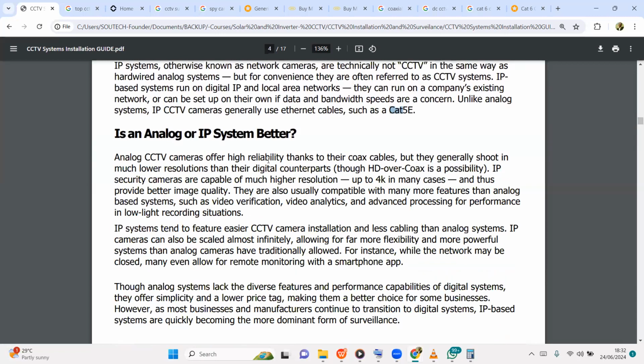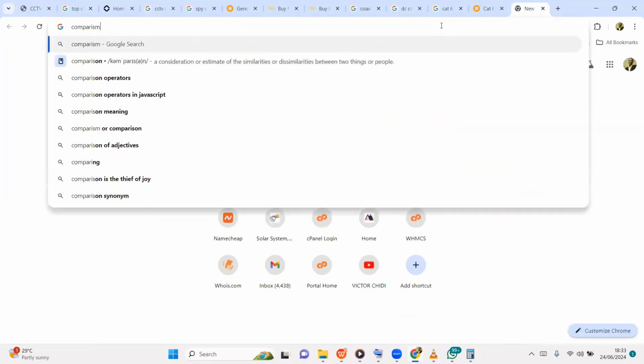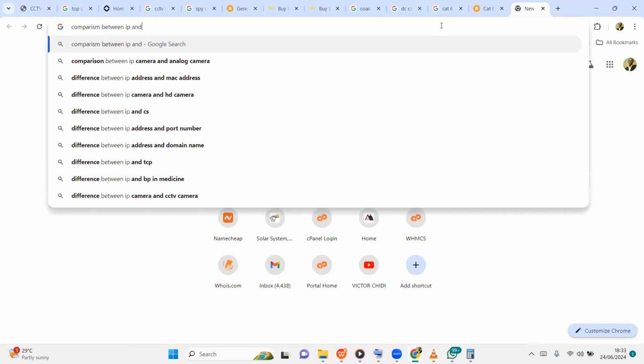Okay, so the question is always, which one is better? Should I use analog cameras or should I use digital IP cameras? In terms of speed of data transfer, IP cameras are better. In terms of durability, the analog cameras can be better. In terms of higher resolution and sharpness, IP cameras are going to be better. You could just do a comparison between IP cameras and analog cameras, right? So you see some of these differences.